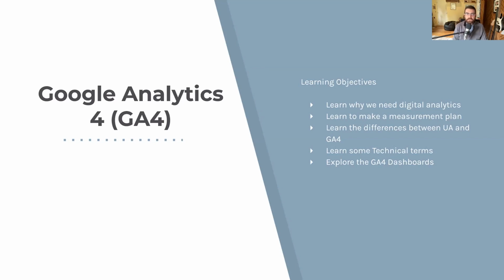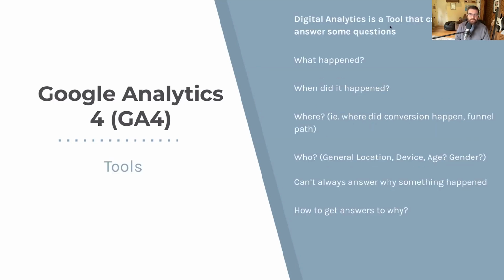All right. So, digital analytics is a tool that answers a couple of important questions. What happened? Like, what's going on on the page? When did it happen? So we can see it over time. Where did it happen? The page that it happened on, and where on the page. We can also track stuff like that, which we'll get into more with the tag manager.